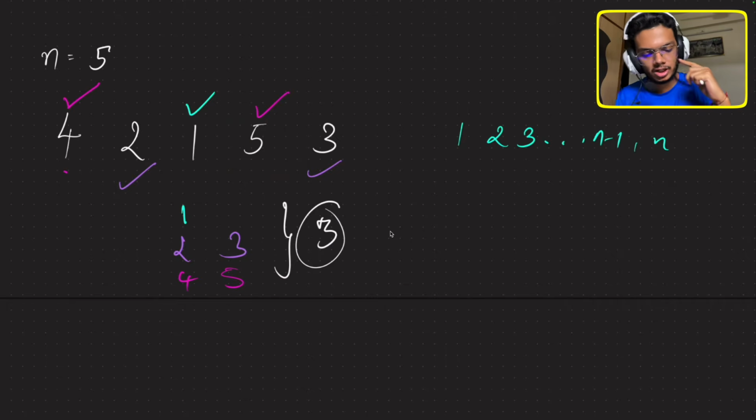Right, so I guess the question is clear. Let's see how we can approach this question. Let's try to make some observations here. So the first observation is that you will have to do at least one round. That's a very clear-cut observation.